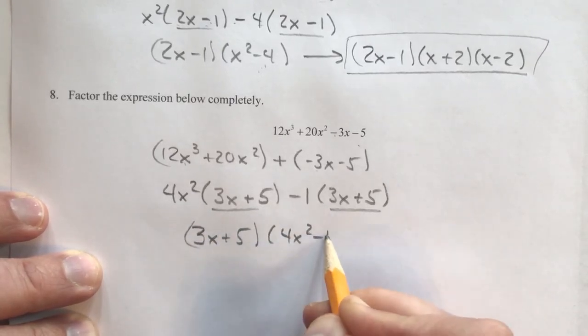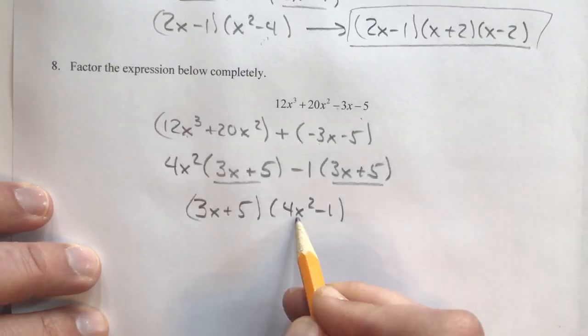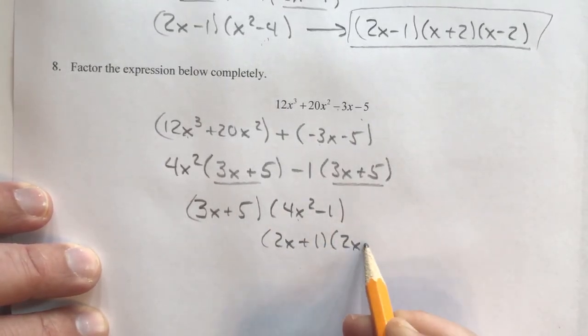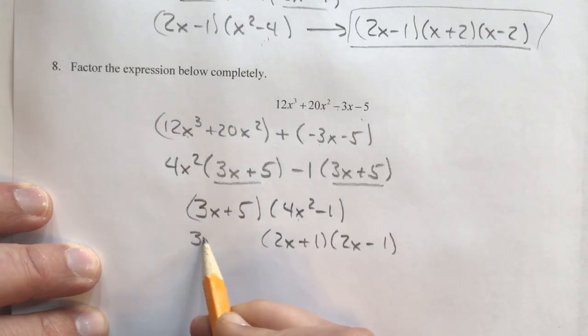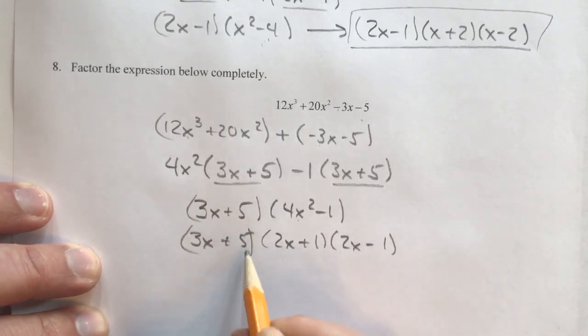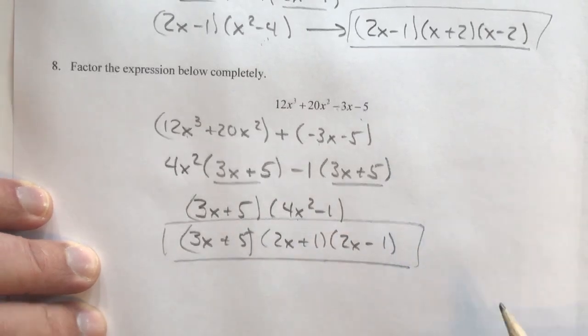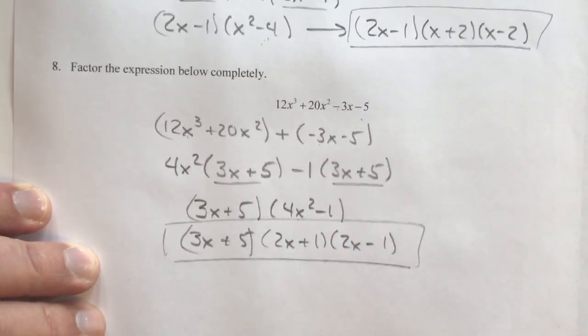4x squared minus 1. That's another DOPS. That breaks up into 2x plus 1. I think this is the same one we saw on the front side. And now we have it completely factored. Okay, we're not setting it equal to 0. We're not solving. That'll be on the next review.